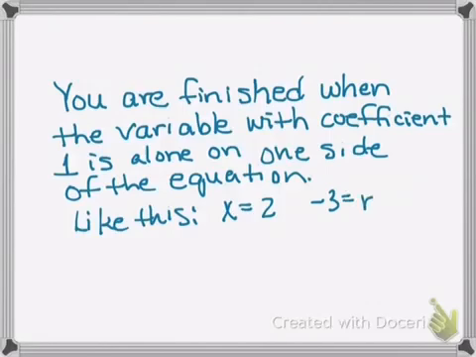The variable can be on the right side of the equation. Negative 3 equals R. It can be rational. 5 and 2/10 equals Y. Or M equals 2/3. In each of these instances, the variable has a coefficient of 1. Even though you can't see it, it's there.